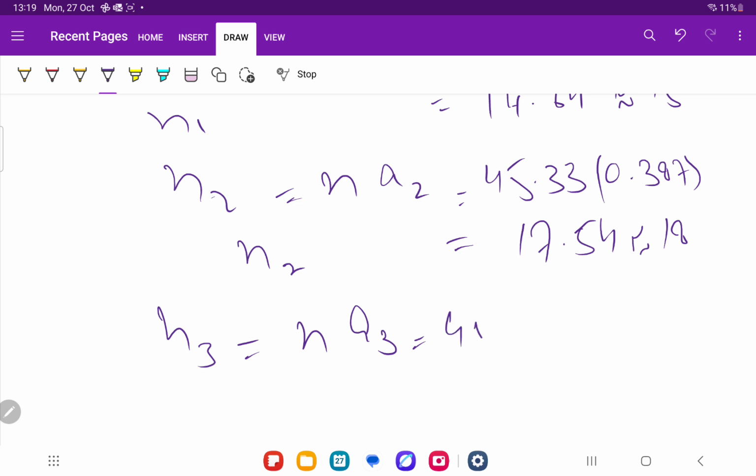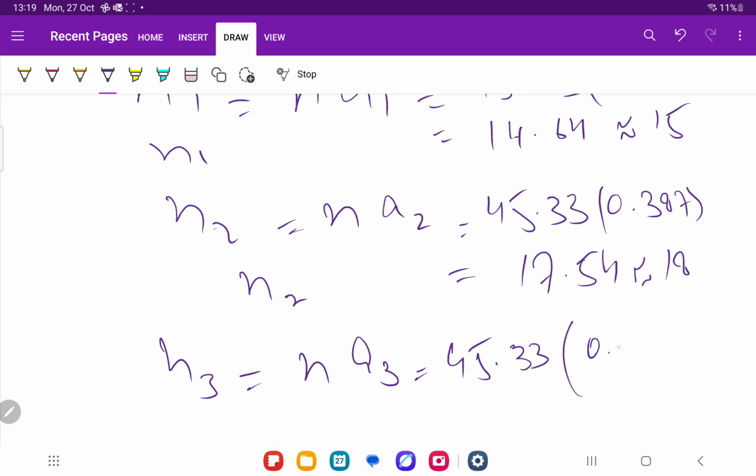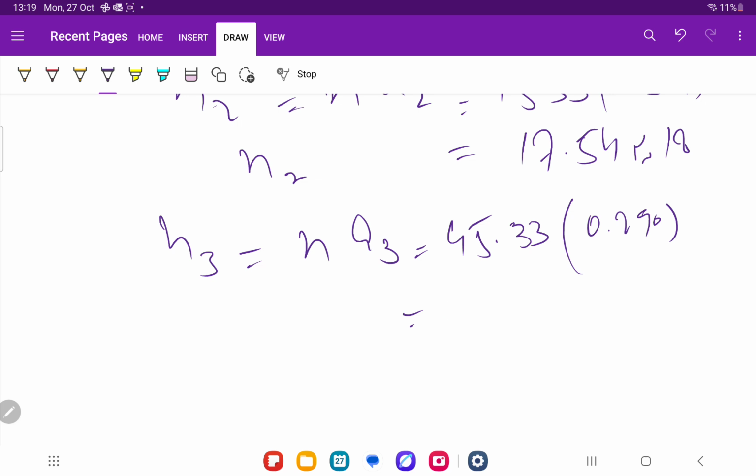And N3 is equal to N times A3, so 45.33 multiplied by 0.290. It is also equivalent to something like 13, so it is equal to almost 13. So those are the allocations.